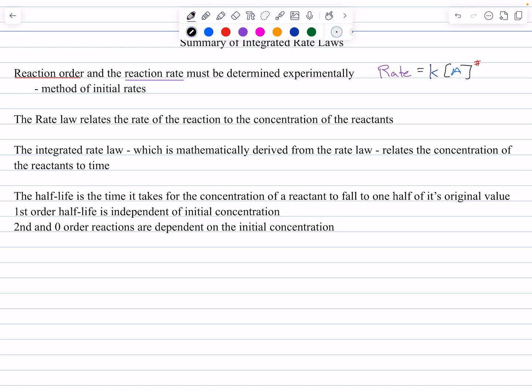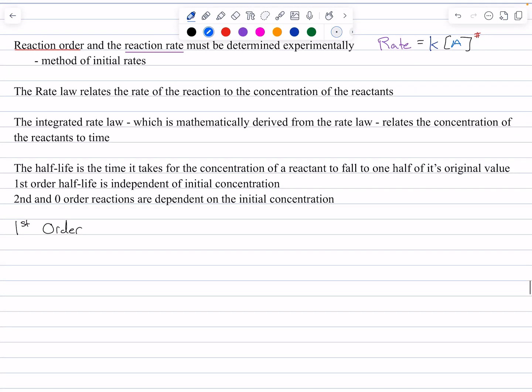First order's half-life is independent of concentration, while zero order and second order are dependent on the concentration. So let's talk about first order first. For first order, the natural log of the concentration of reactant A at time t over the concentration of A at time 0 equals negative kt. Or the concentration of A at time t equals the concentration of A at time 0 times e to the negative kt. And t1/2 for a first order reaction is the natural log of 2 over the rate constant.